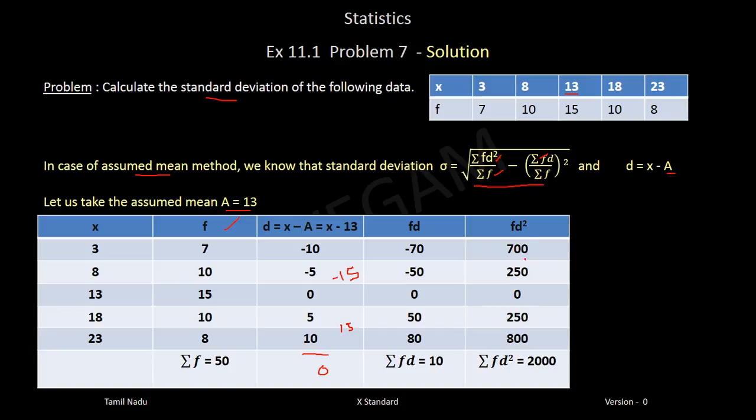Now we have all the things, we'll have to sum up. Sum up this column: 700, 250, 250 is 500, 1200, 2000. Sum up the fd column: this is minus 120 and this is 130, so this is 10. And sum of f is 50. Now in the formula we put sigma fd square as 2000, sigma f is 50, and sigma fd is 10. Substitute these values and simplify, you will get the standard deviation sigma.